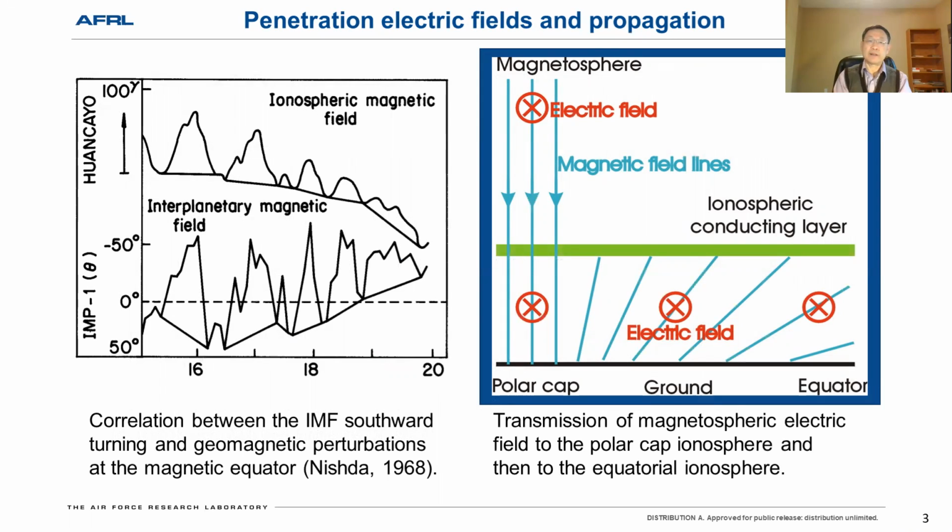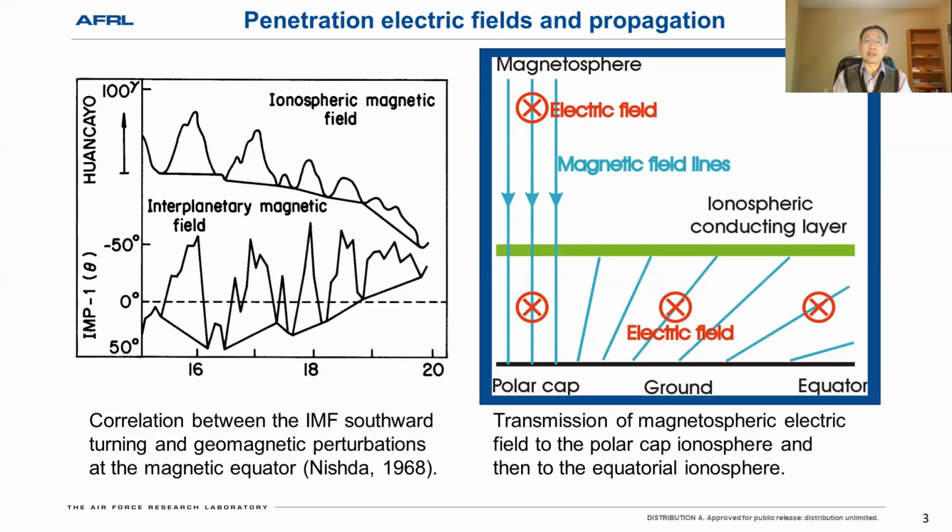In this slide, the left figure shows the first observations of penetration electric fields by Nishida in 1968. The IMF turned southward with a quasi-period of about 1 hour, and the northward magnetic field over the magnetic equator was enhanced during each interval of southward IMF.